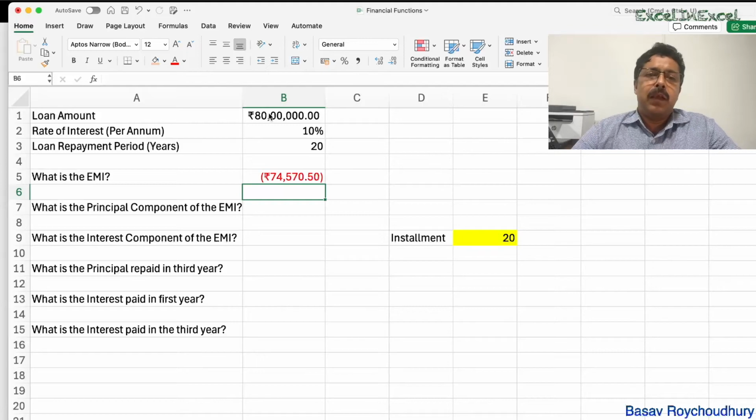And as you can see, the amount comes as 74,570.50. This is a negative value actually. My Excel is configured in such a way that a negative value comes in red and with a bracket inside. So there is a negative value. Mind you, this is the amount that will go out of my pocket every month for 120 months, and therefore this is negative because it goes out of my pocket, right? So that is the first function, which is PMT.